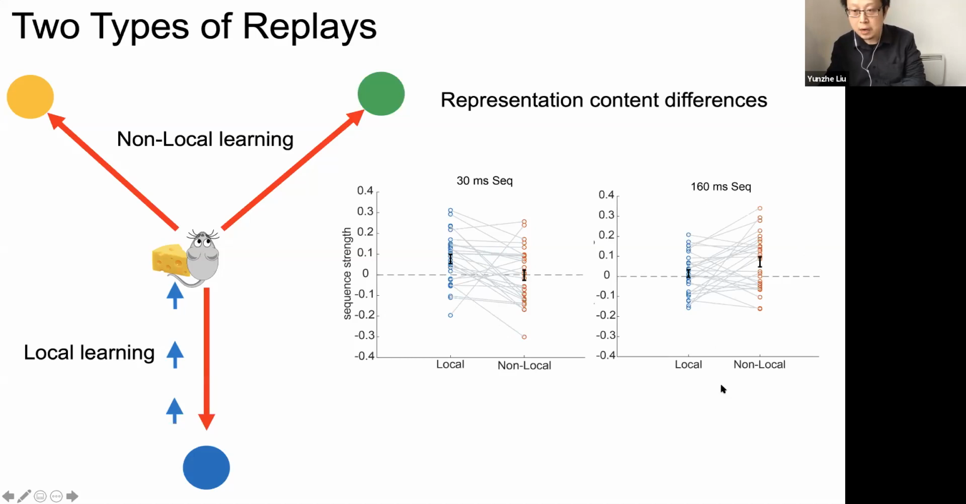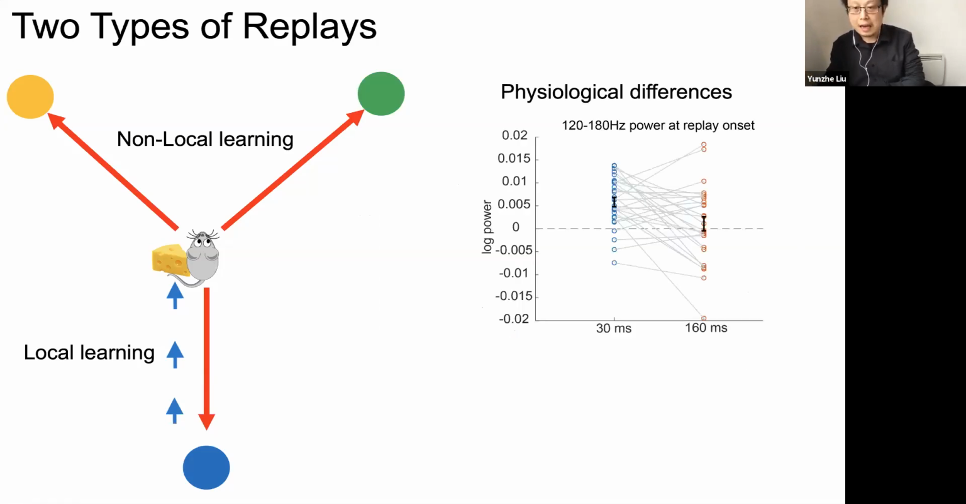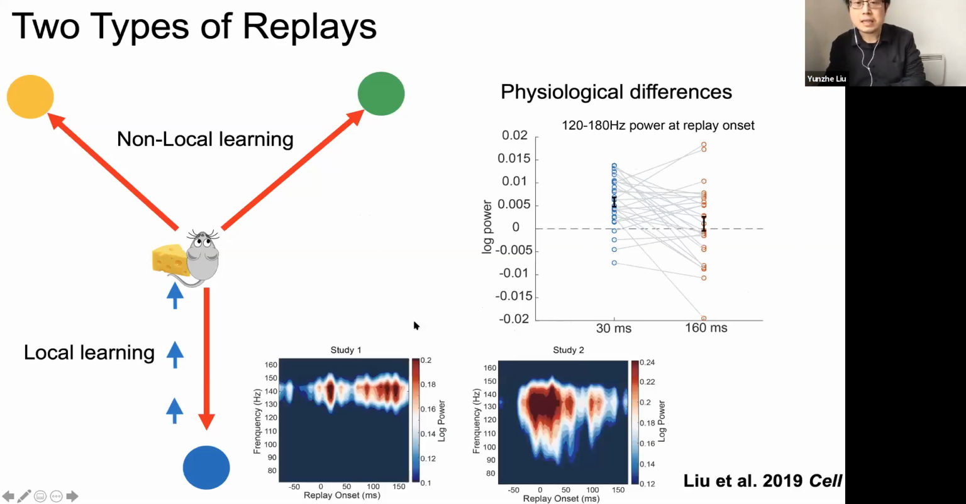It only encodes non-local experience and doesn't care about the local one. And it's interesting. Then we can look at the physiological difference, right? Again, we show the 30 millisecond thing is associated with a sharp-wave ripple power increase at 120 to 180. And this is consistent with our previous studies for the similar kind of replay. But we didn't see that for the 160 millisecond.